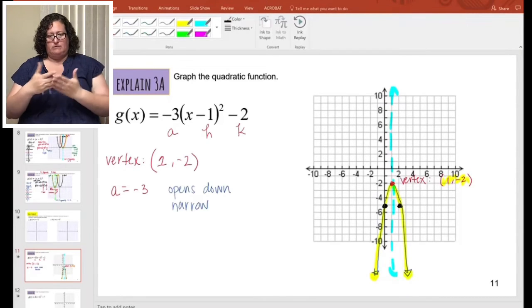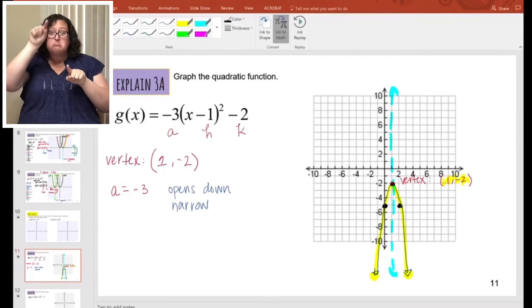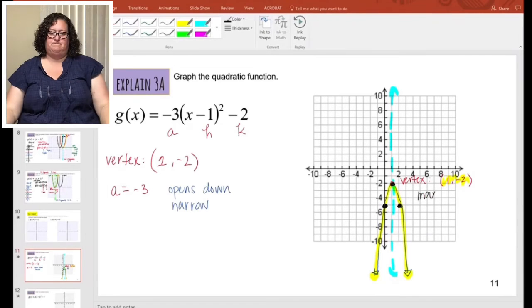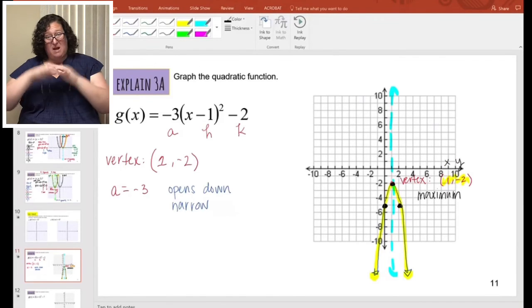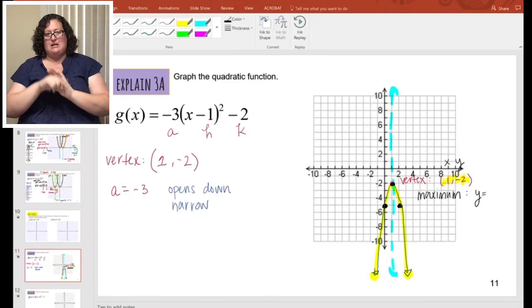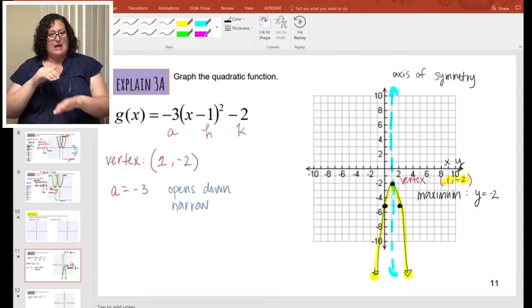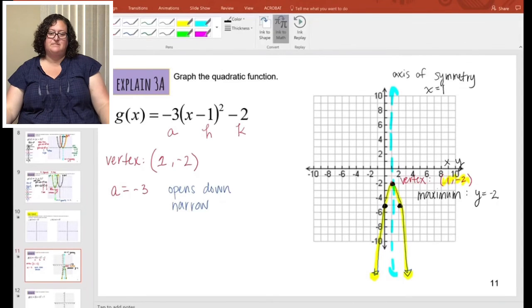So let's go ahead and review a few things. This time our vertex peaks up, which means that we have a maximum. And our maximum y value is at -2. Let's label our axis of symmetry. The axis of symmetry is at x equals 1. And that's it. That's how you graph a quadratic function by using the vertex and the scale factor.